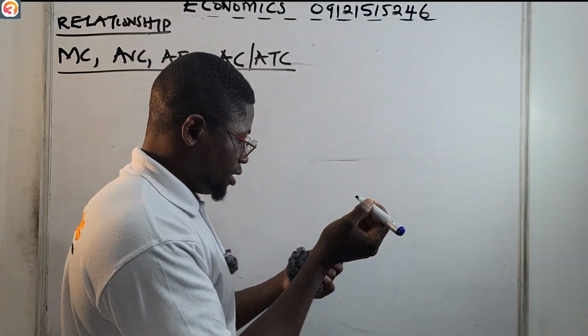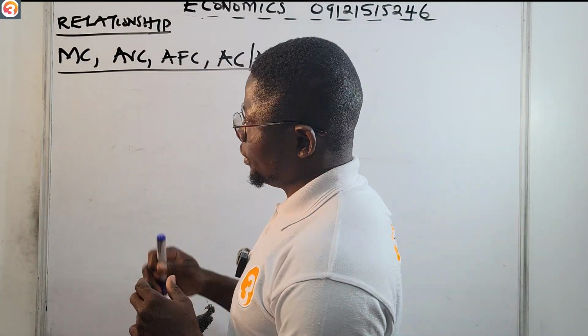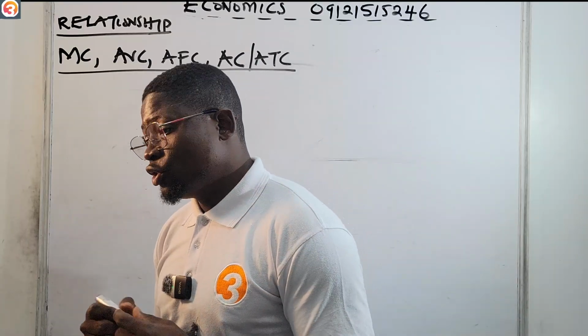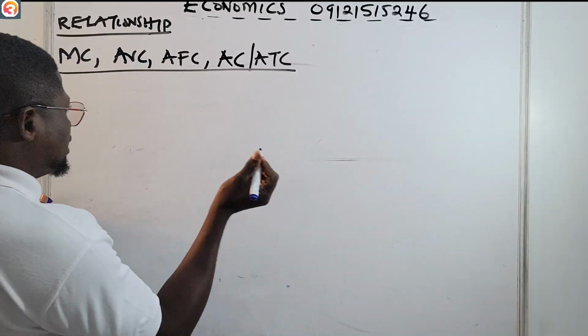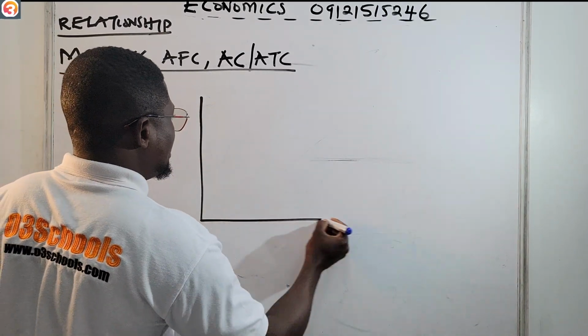Now let us see the relationship between the marginal cost, the average variable cost, average fixed cost, and the average total cost. I'm going to just draw their graph, their curves, then we'll use it to explain it together.